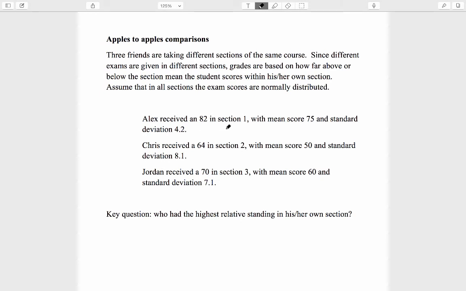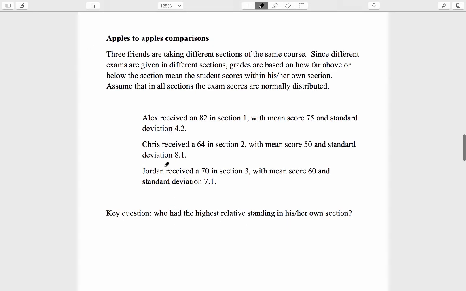Alex received an 82 in Section 1 with mean score 75 and standard deviation 4.2. Chris received a 64 in Section 2 with mean score 50 and standard deviation 8.1. Jordan received a 70 in Section 3 with mean score 60 and standard deviation 7.1. The key question is, who had the highest relative standing in his or her own section? In other words, of these three friends, which one scored the greatest number of standard deviations above the mean in his or her own section?